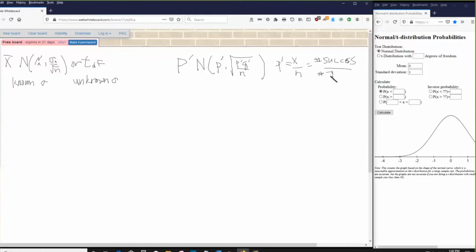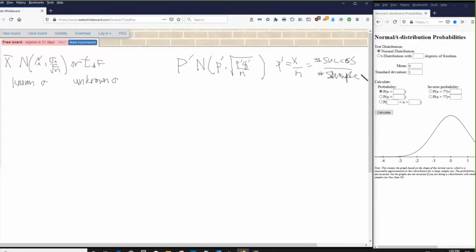Or excuse me, it's not number of trials, it's the sample size. Okay? Now, whenever we're doing hypothesis tests, we're going to make some assumptions. So if we have a single population with a mean, we're going to use the normal.